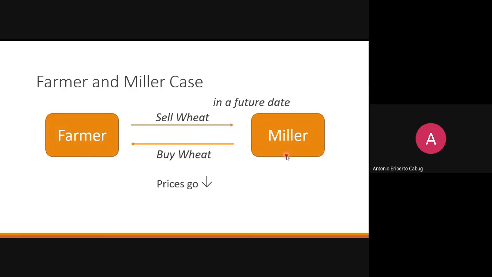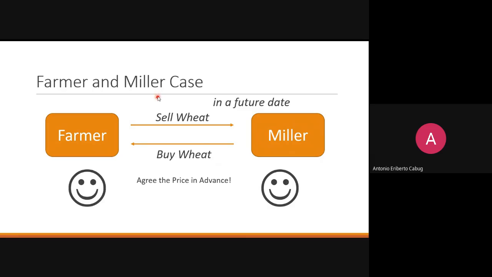They would remove the possibility of being super happy by making a safe position where they will not be very sad. They would agree on the price in advance so that when the prices will go up, the miller will not be hurt. When the prices will go down, the farmer will not be hurt so much. They agree the price in advance. We call this natural hedges. We can minimize the overall risk for both counterparties.